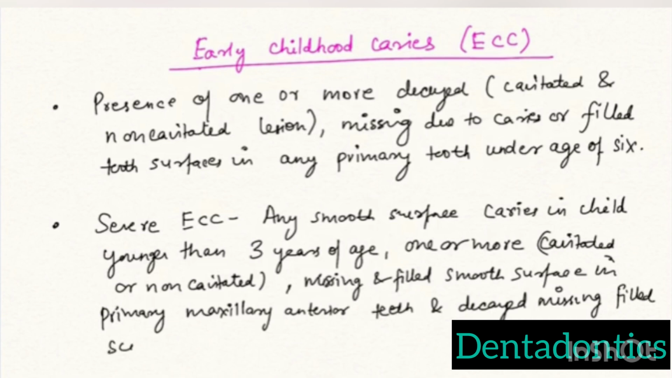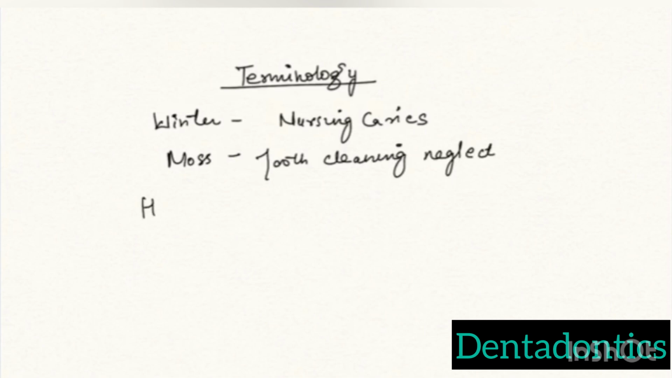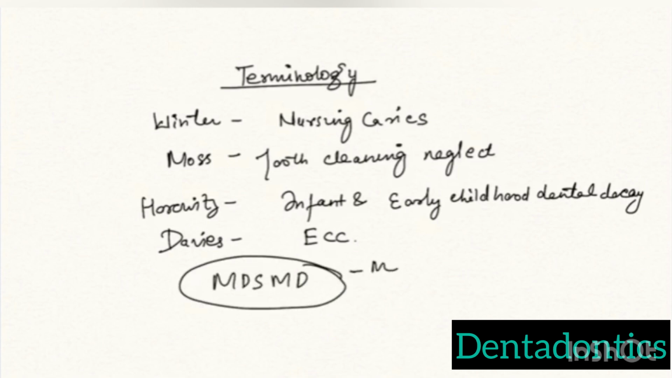So coming to the various terminology used by different authors for early childhood caries, in which early childhood caries is the common term. According to Winter, ECC is termed nursing caries, Moss termed ECC as tooth clearing neglect, Horowitz termed ECC as infant and early childhood dental decay, and the ECC terminology was given by Davies. Nowadays, a recent term for ECC is MDS-MD, maternally derived streptococcus mutans disease, since the bacteria mutans streptococci is derived from mother to infant.